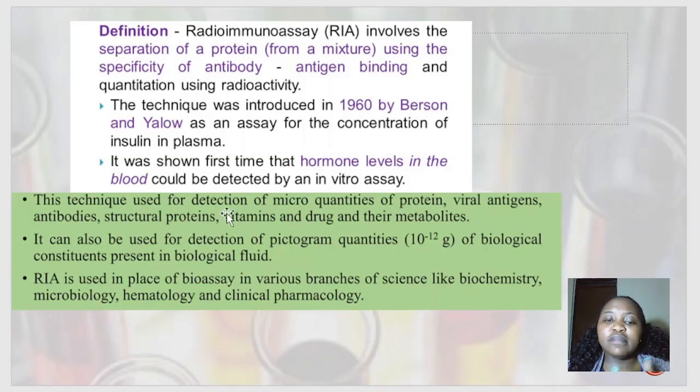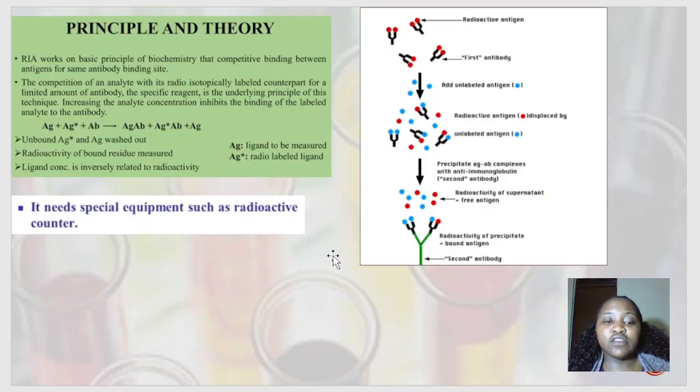So this technique can be used to detect micro quantities of protein, even viral antigens, antibody, structural proteins, vitamins, drugs, and also their metabolites. And it can do this in picograms, very minute samples. And that's why it is very usable in biochemistry and also in biotechnology. So how does it work? I'm going to use this as the explanation.